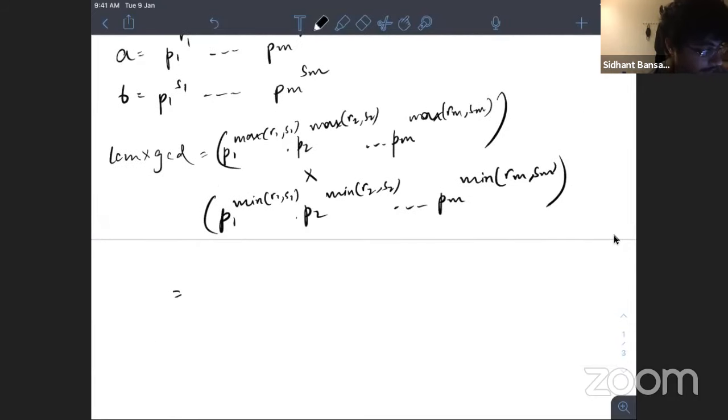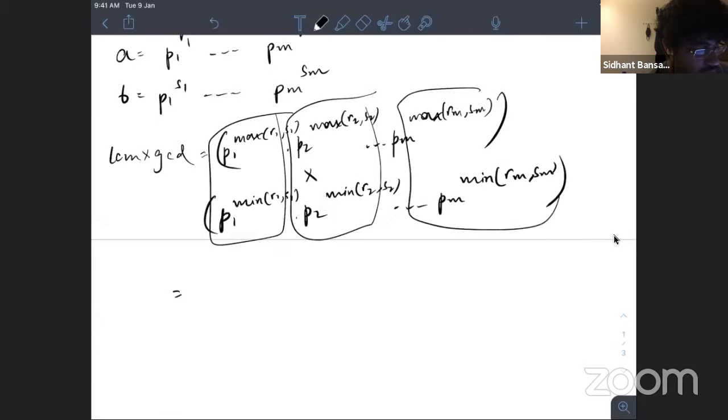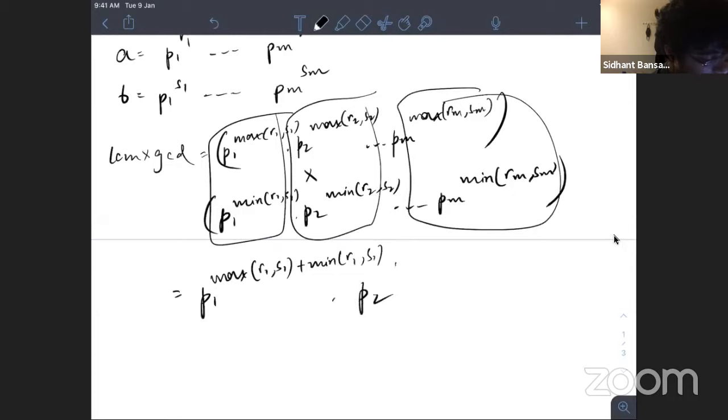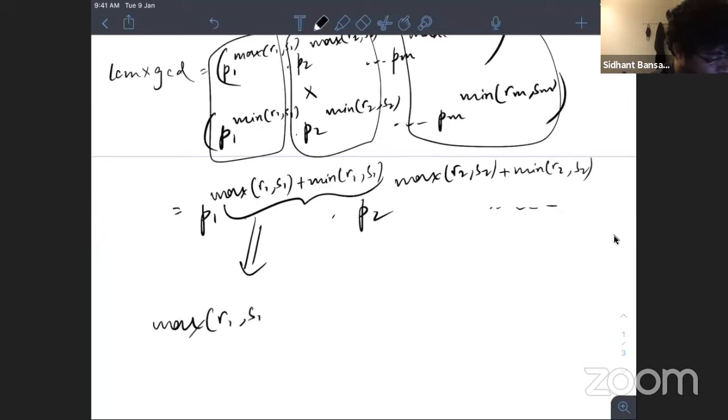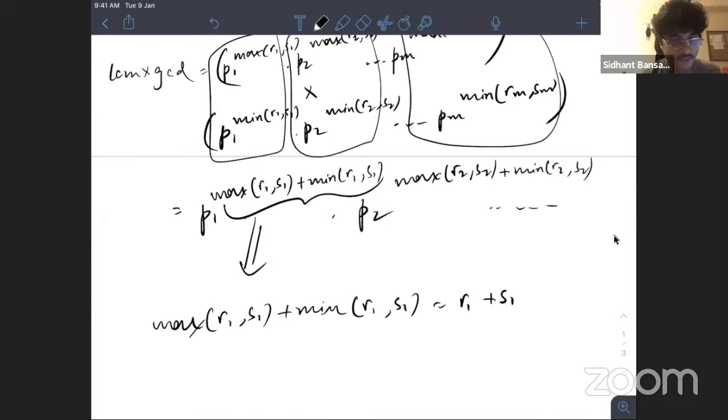So you notice you can club these two guys together, you can club these two guys together, you can club these two guys together. So it comes out to be P1 to the max R1 S1 plus min R1 S1 times P2 to the max R2 S2 plus min R2 S2. I mean, all the terms are pretty ugly, but yeah, you get the idea, right? And think about what's happening here. So if you have this expression max R1 S1 plus min R1 S1, like try out a few values, but it should be pretty obvious that it's going to be R1 plus S1. This is always going to be true, right?